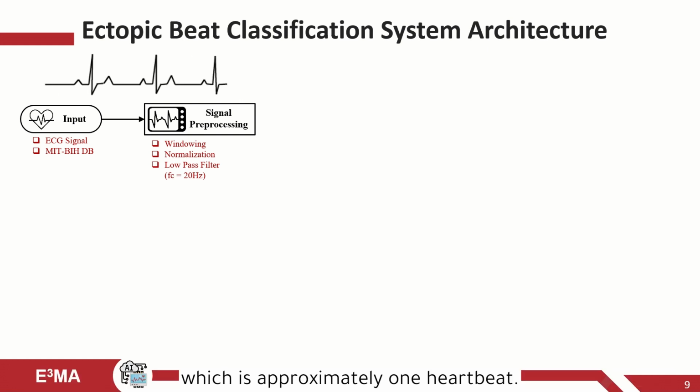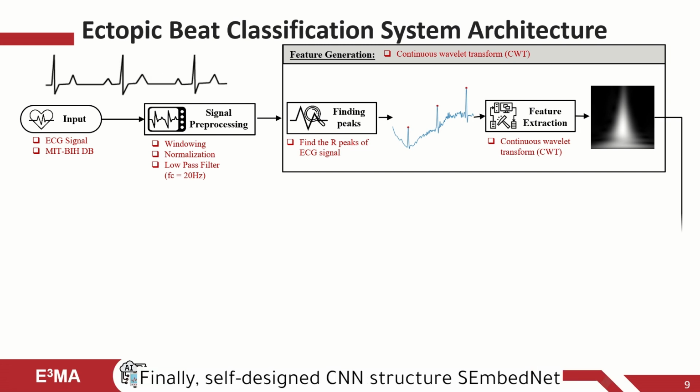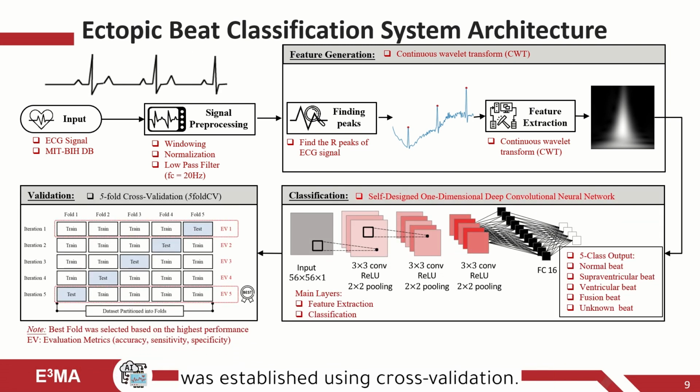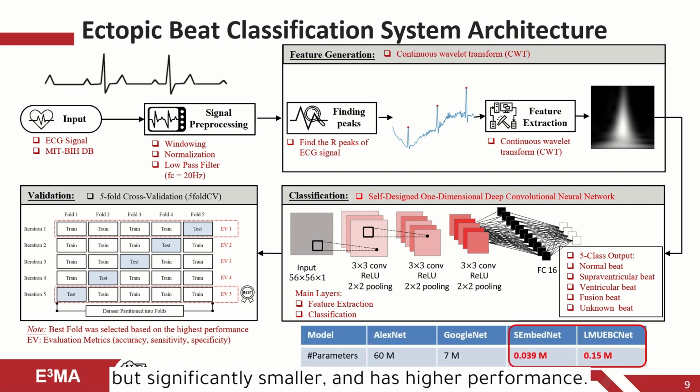In the ectopic beat part, the ECG signal was first pre-processed and sliced by 0.72 second windows, which is approximately 1 heartbeat. The single beat ECG signal would be transformed using CWT as the input of the deep learning classifier. Finally, the self-designed CNN structure, S-embedded net, was established using cross-validation. The S-embedded net structure is evolved from the classic AlexNet, but is significantly smaller and has higher performance.